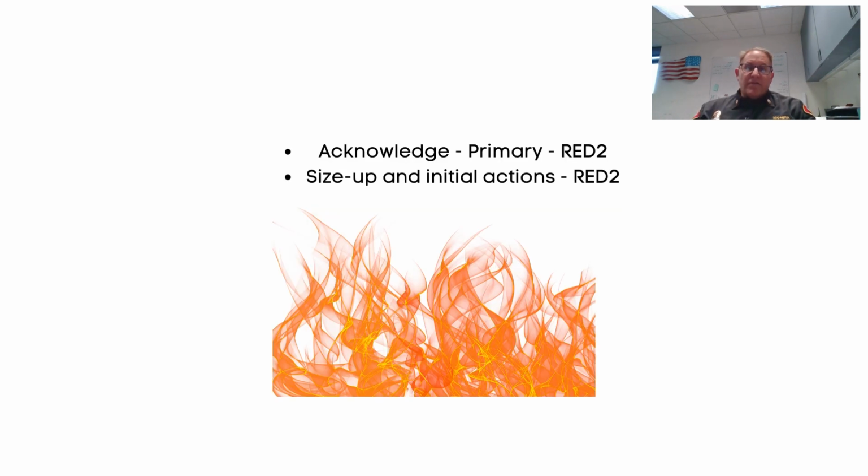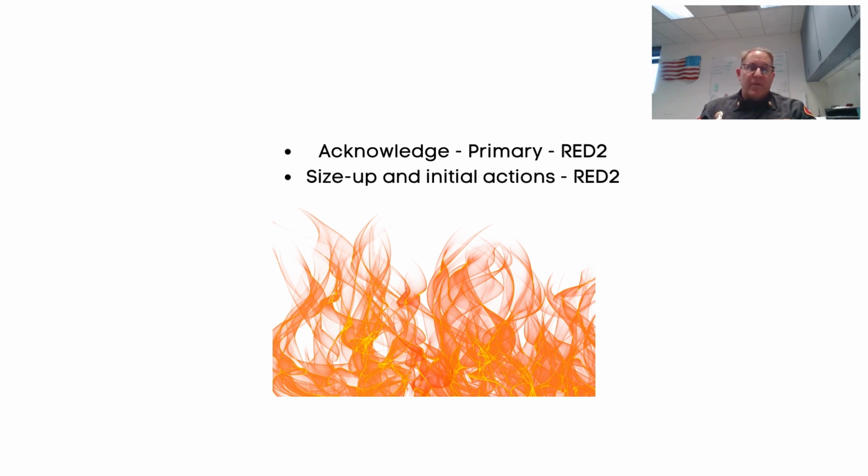So now on an initial dispatch, you'll get a primary and a secondary. In this example, the primary being red 2, the secondary red 3. You'll do your acknowledgement of the call, you'll do your size up and all your initial actions on that primary frequency, red 2. So really nothing's changed except the IC has a secondary frequency.